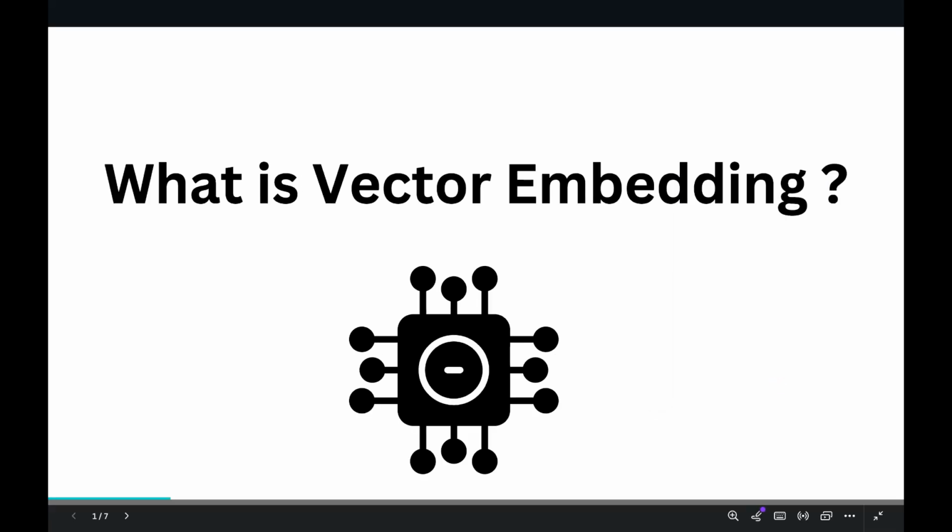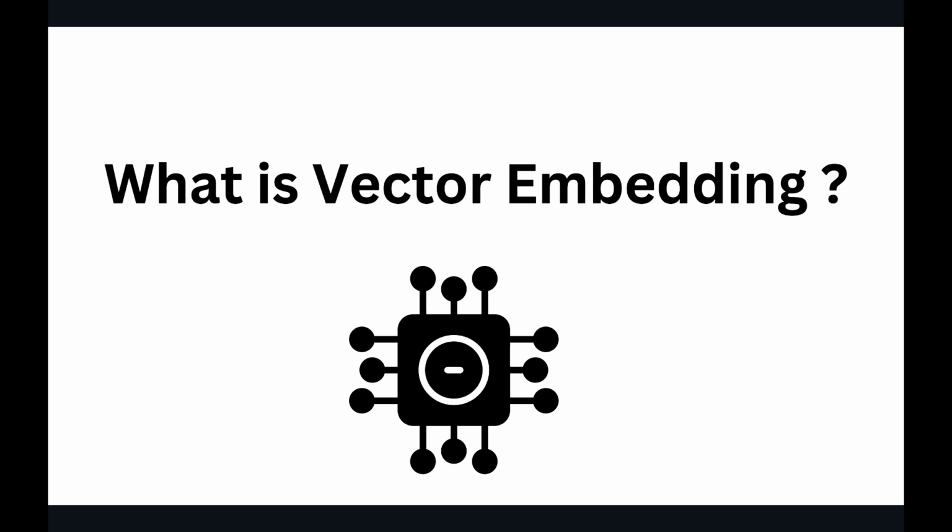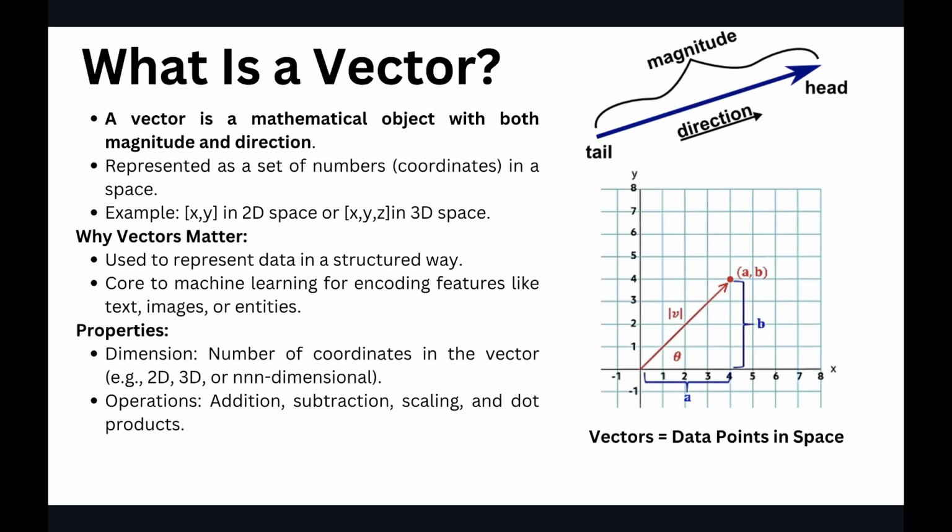Hello everyone, today we are going to talk about what is vector embedding. So first and foremost, what is a vector? A vector is a mathematical object which has both magnitude and direction. For example, force. Force has both direction and magnitude. But pressure, which is the force per unit area, is a quantity with only magnitude which doesn't have any direction.